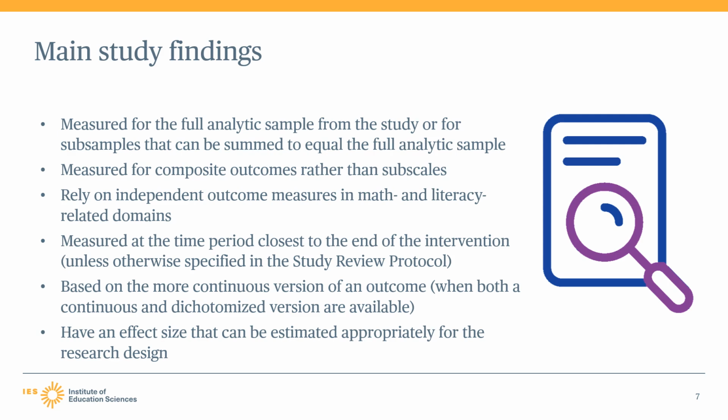Main findings also must be based on the more continuous version of a measure, when both a continuous and dichotomous version of the same outcome measure are available. And finally, main findings have an effect size that can be estimated, assuming the WWC has an acceptable computational approach for capturing an effect size for the research design. Again, main findings that meet these characteristics must be reviewed as part of the study review, and main findings always contribute to WWC research and effectiveness ratings.